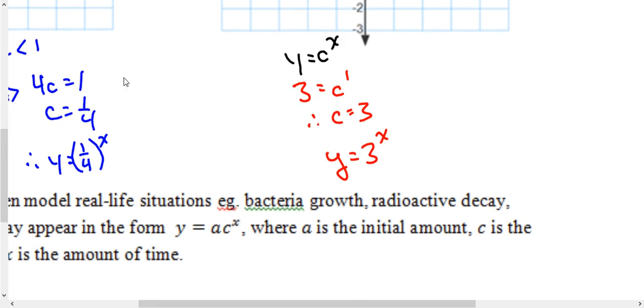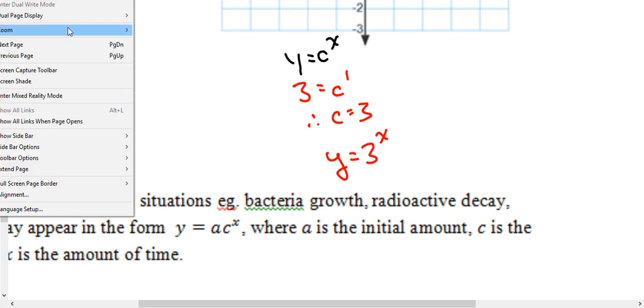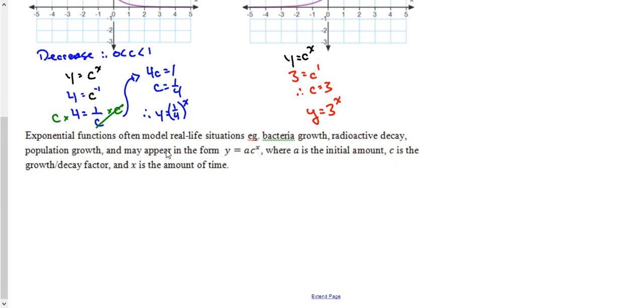The last question for today, and let me try to zoom out here, is saying that we usually use exponential functions to model real life situations, so basically word problems. So we're talking about bacteria growth, radioactive decay, population. Other ones that we've talked about are pH values or decibels and hertz, and so it's all real life situations that we're modeling. Here's your base equation that we usually use: y equals a c exponent x, where a is always your initial amount, c is your growth or decay factor, and x is your amount of time.